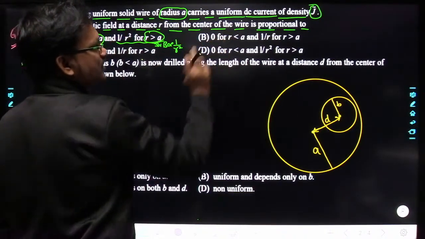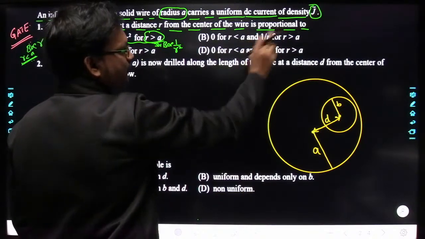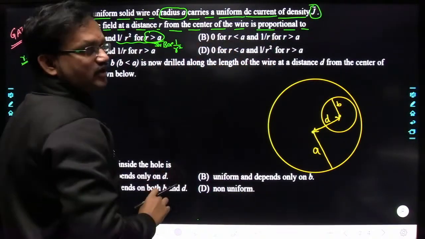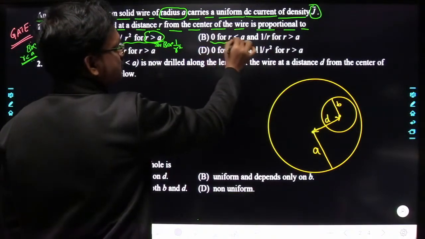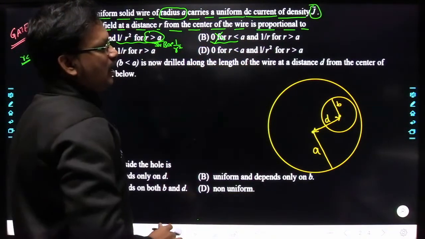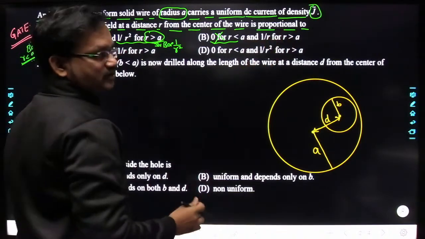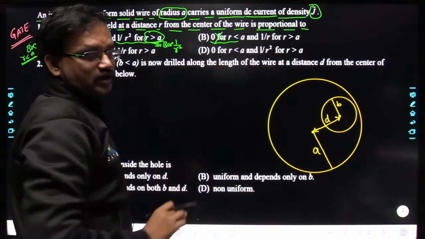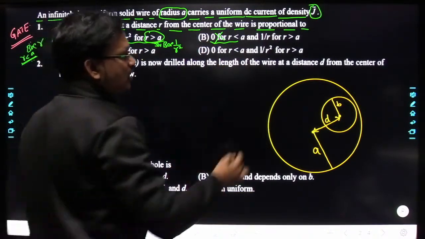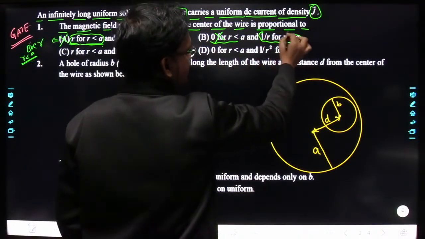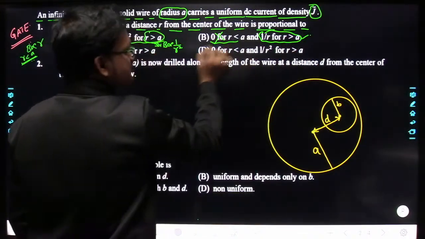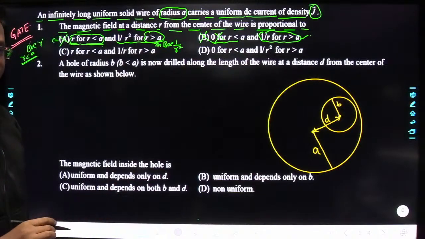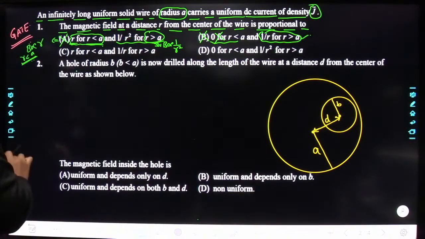Next, in option B, what they have given here? 0 for r less than A and 1 by r for r greater than A. So inside the wire, they are saying that the B field is 0, which is wrong. Yes or no? And 1 by r for r greater than A, that is outside the wire, the B field is inversely proportional to r. Okay. So this one is correct here, but this one is wrong. So overall, option B, we can mark it as wrong. Right. Next, option C here. So what they have given?